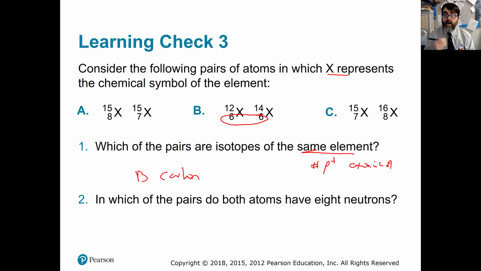And we got carbon 12 and carbon 14, which we saw a moment ago. And then this one here says, which pairs do both atoms have 8 neutrons? So that means our subtraction problem has to come out to be 8. So if we do this subtraction problem, that's 7 and 8. So not that one. We do this subtraction problem. We did it just a moment ago, but that's 6 and 8. We do this one here. Hopefully it's 8 and 8 because we only have the one choice left, but sure enough it is. And so C has that.